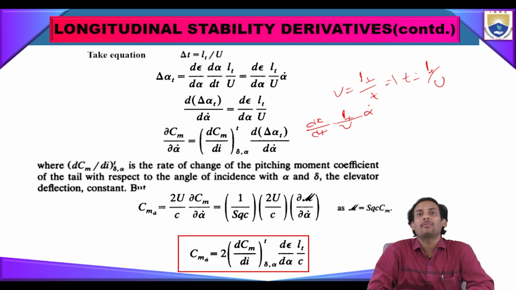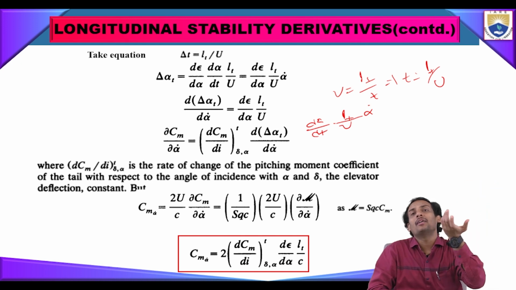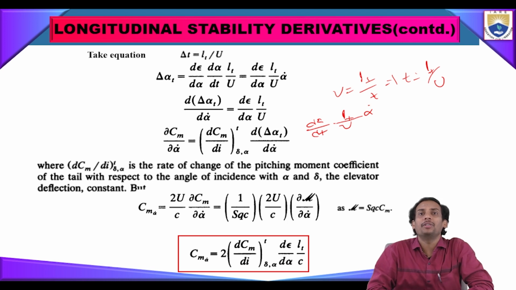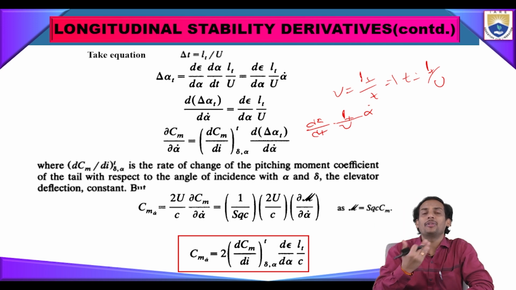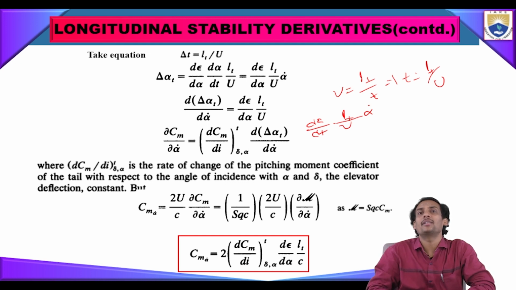So then that CM alpha will be like what? This CM alpha we already took in a previous video, in the starting videos on derivation of the equations of motion, where we gave a list of stability derivatives used for the equation of motion. There we defined this CM alpha as 1 by SQC, in terms of ∂M/∂α prime, so 1 by SQC into 2U by C into ∂M by ∂α prime. Here M is what? SQC into CM.